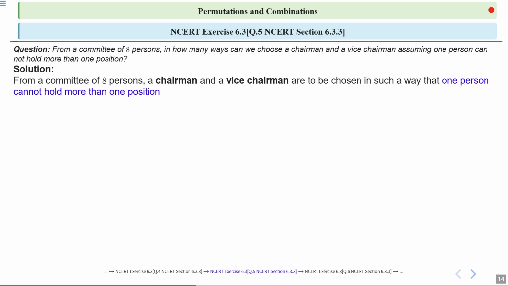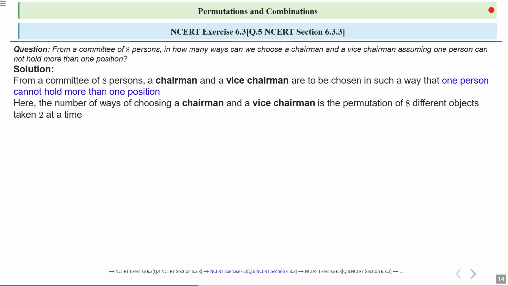From a committee of 8 persons, a chairman and a vice chairman are to be chosen in such a way that one person cannot hold more than one position. So here the number of ways of choosing a chairman and a vice chairman is the permutation of 8 different objects taken 2 at a time. The required number of ways is 8P2. Since we know the formula for nPr is n factorial upon n minus r factorial, here n is 8 and r is 2.